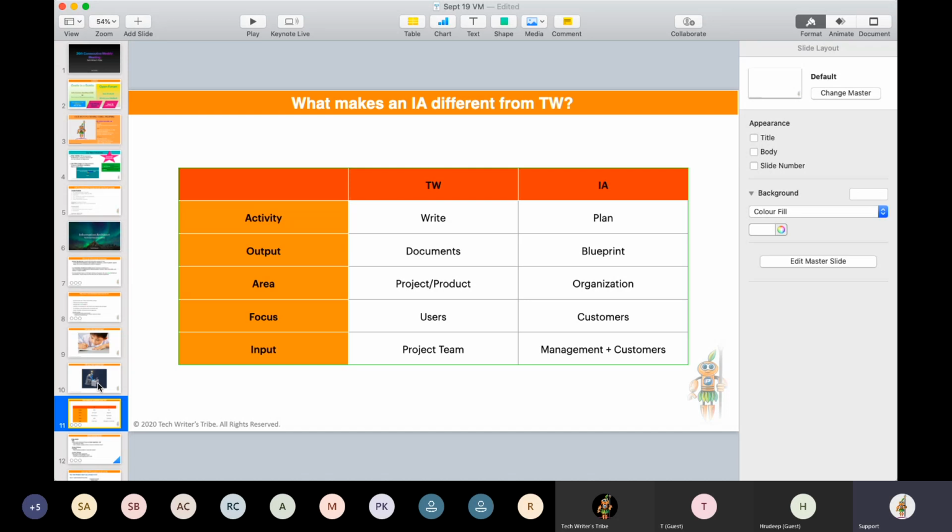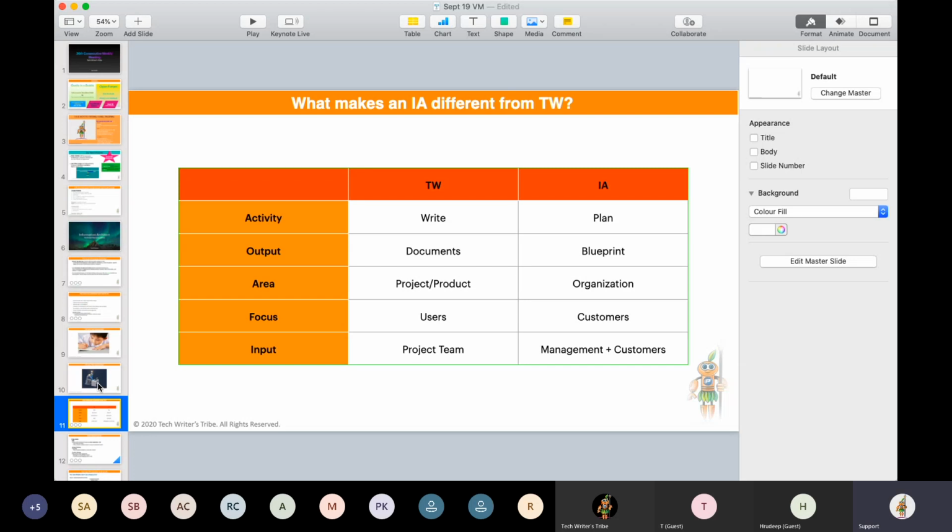Some general things. When we talk about activity, a technical writer is supposed to write, and an IA is supposed to plan. When we talk about output, the technical writer's output is documents; the IA's is a blueprint or an architecture. As for areas we cover, technical writers generally interact with the project teams or the product teams. Yes, we do interact with other parts of the organization also, but primary interaction is limited to project teams or product management or the owner.